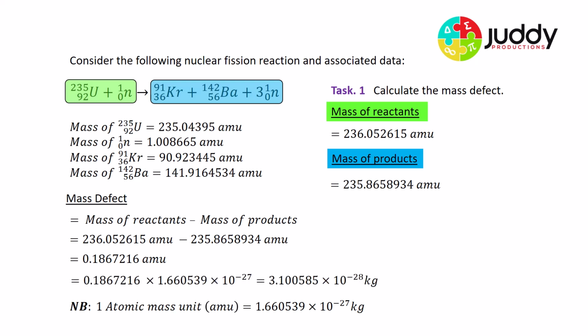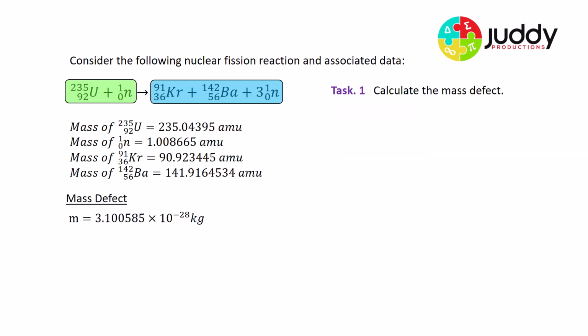Now if we take that value and we multiply it by the mass of a single atomic mass unit, that being 1.660539 by 10 to the negative 27, we find the mass defect for uranium-235 undergoing fission, producing krypton-91, barium-142 and 3 neutrons, to be 3.100585 by 10 to the negative 28 kilograms. That is our mass defect for the above equation.